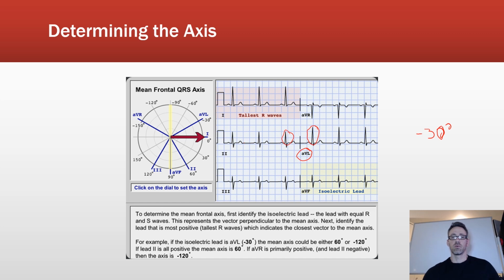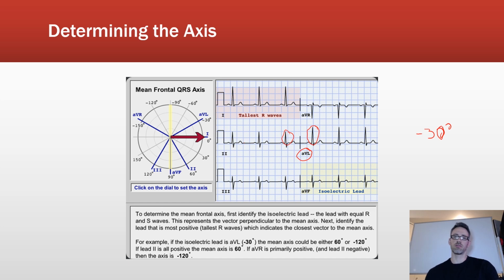Now if I want to determine approximately what the actual degree is, I can do that. I say, all right, well, it seems to be pointing more towards AVL than 2. So this is not necessarily a normal axis. Maybe it's pointing somewhere between 1 and AVL. And if you recall, this might indicate possible left axis deviation because AVL is more lateral. Now, if I wanted to be more precise, how could I do that? Because I don't know if this is left axis deviation or not. I want to be able to calculate this a little bit better. Well, you have to look at the rest of the limb leads.